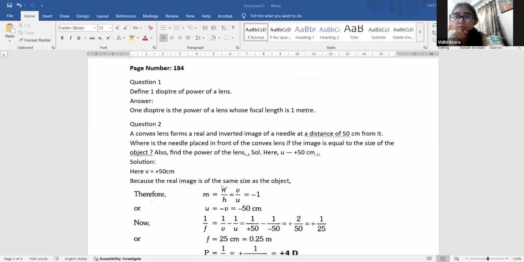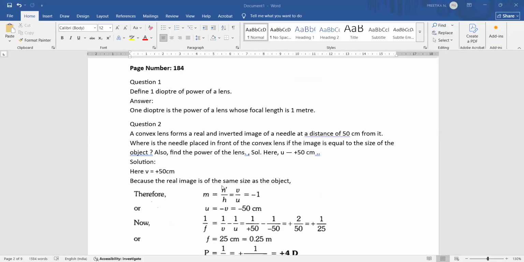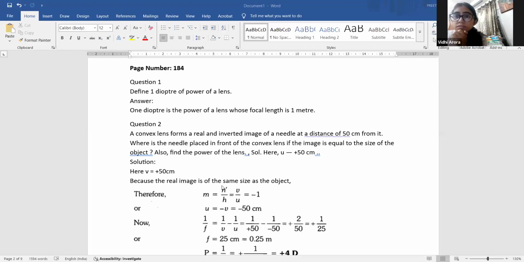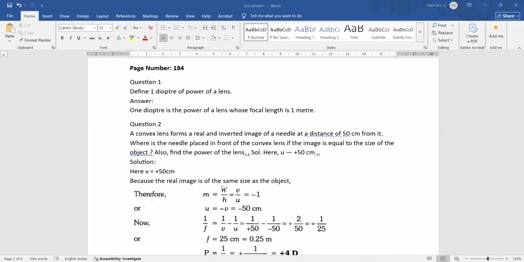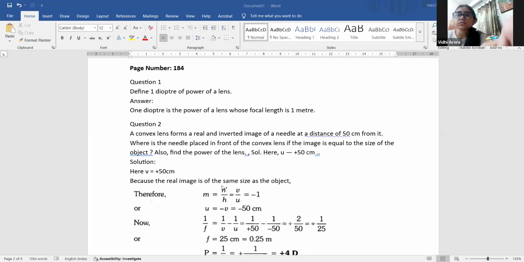So what should be the sign of it? Positive. It should be positive. Ma'am, negative because it's on the left side. But are you sure it is the object distance? आपने statement को अच्छे से reread कर लिया है. They are saying a convex lens.